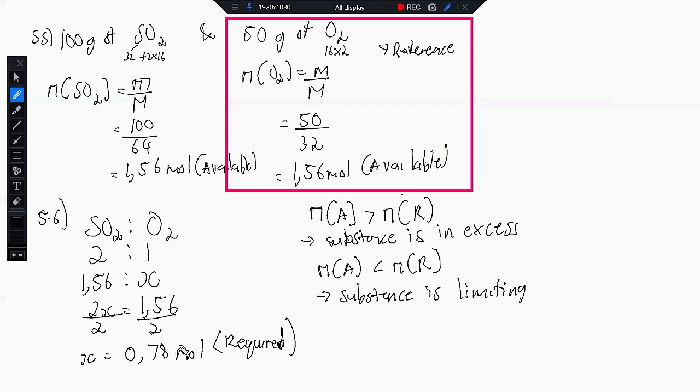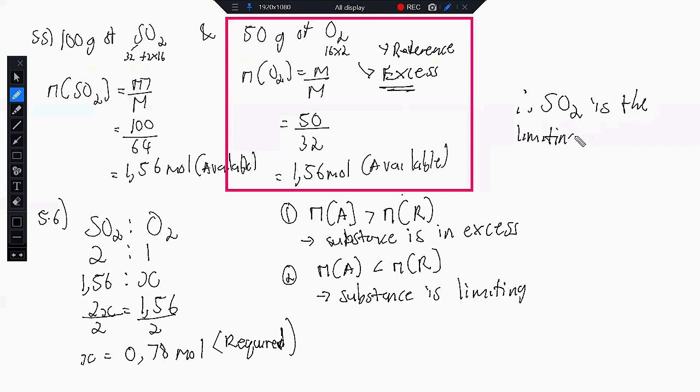Looking at this, this is the required number of moles, and this is the available number of moles. From here, we can tell that number one is satisfied because the number of moles available is actually greater than the number of moles required. So which makes our O2 here to be what? The excess reagent. Now, because we know that the nature of the chemical equation is that if one is in excess, then the other one has to be limiting. Since we have concluded that oxygen gas is in excess, in conclusion we can say therefore SO2 is the limiting reagent, because remember, if one is the excess reagent, then the other has to be the limiting reagent.